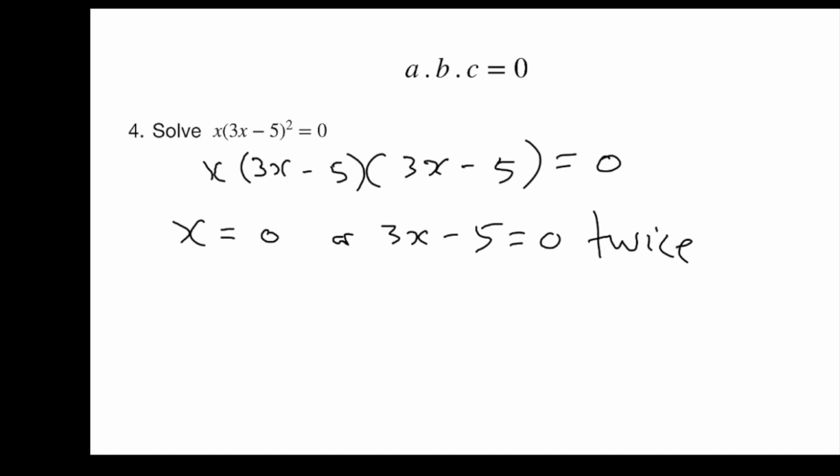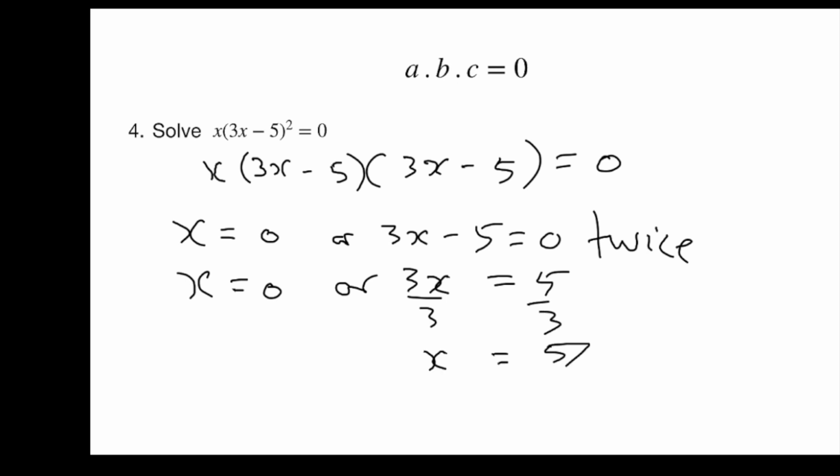Okay, if you solve the first one, it's done already, x is equal to 0. The second one, move the negative 5 to the other side, it becomes a 5. And then divide by 3, both sides. So x will be equal to 5/3. Our answer, therefore, is x is equal to 0 or 5 over 3.